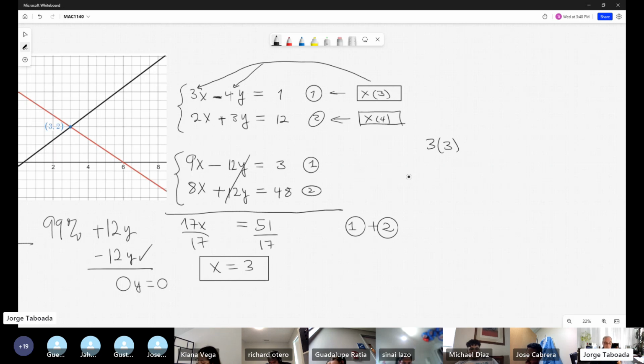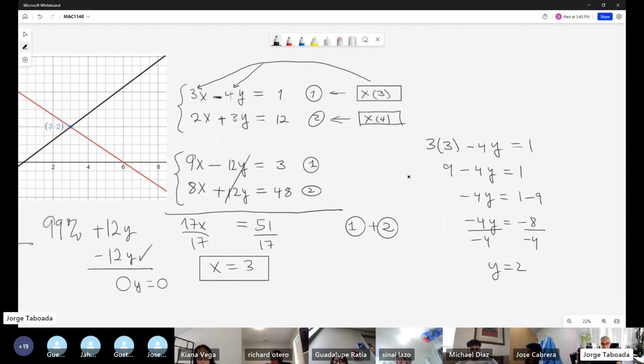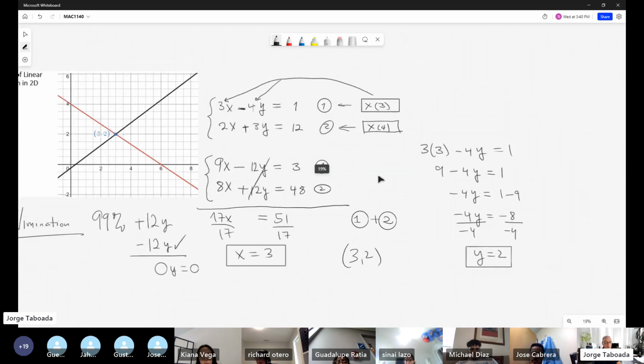Okay, so 3 times 3, you replace x for 3, minus 4y equals 1. So 3 times 3 is 9. And minus 4y equals 1 minus 9, is negative 8. Divided by negative 4 both sides, y is 2. Wow, this is the solution. It is the ordered pair (3, 2). It's exactly the thing I try to illustrate in this graphic.